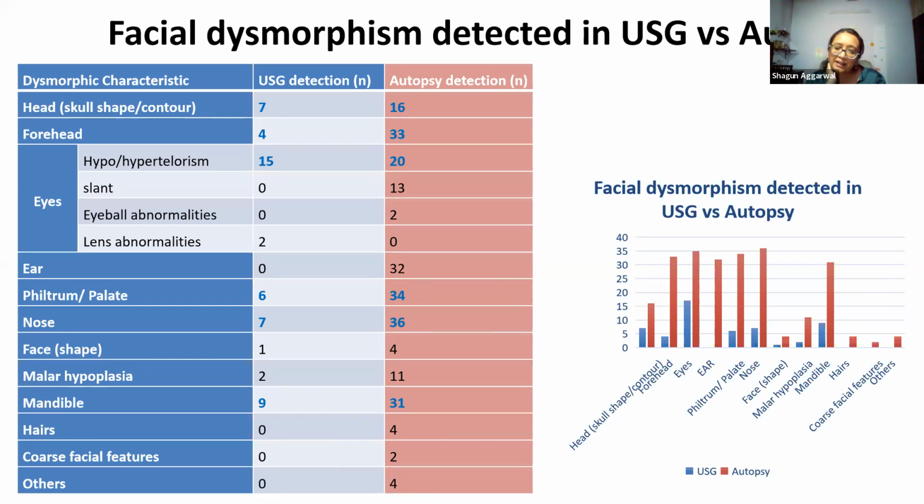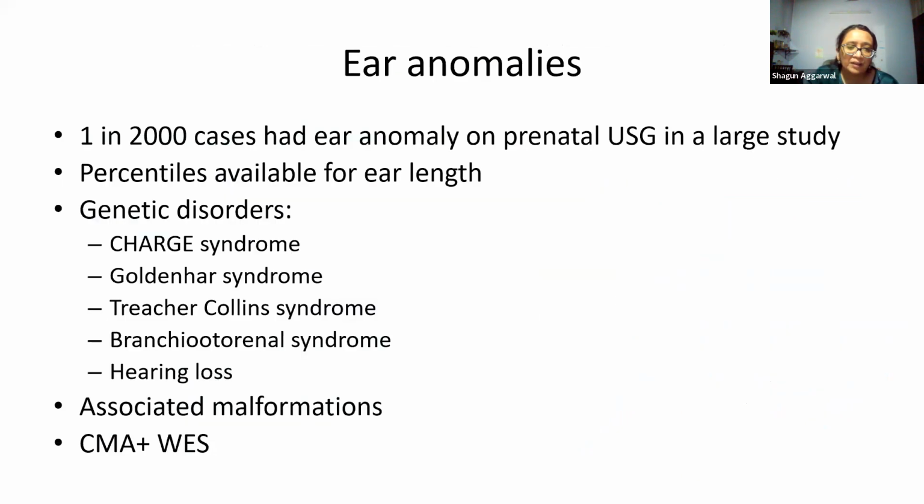You can see in the literature also, next slide, there are reports, mostly case reports and case series, where people have reported that they are able to appreciate some specific genetic syndrome on the basis of the dysmorphism they are seeing on the ultrasound. And in fact, some of them involve more of 3D ultrasound. We'll go to the next slide.